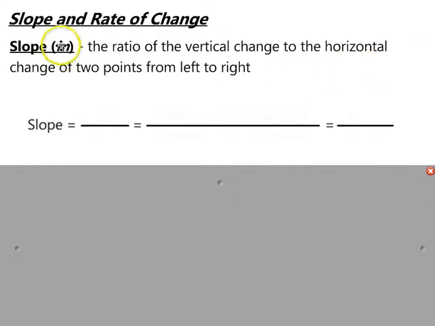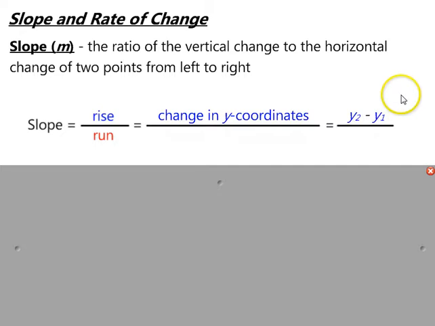Slope, represented by the variable m, is the ratio of the vertical change to the horizontal change of 2 points from left to right on the coordinate plane. So slope, most familiarly, is rise over run. The rise is the change in the y-coordinates, so when you rise, think about changing your position up and down. That's your y2, your second point, minus the y-coordinate of your first point. So that tells you the change in the y-coordinates and the change in the rise of the 2 points.